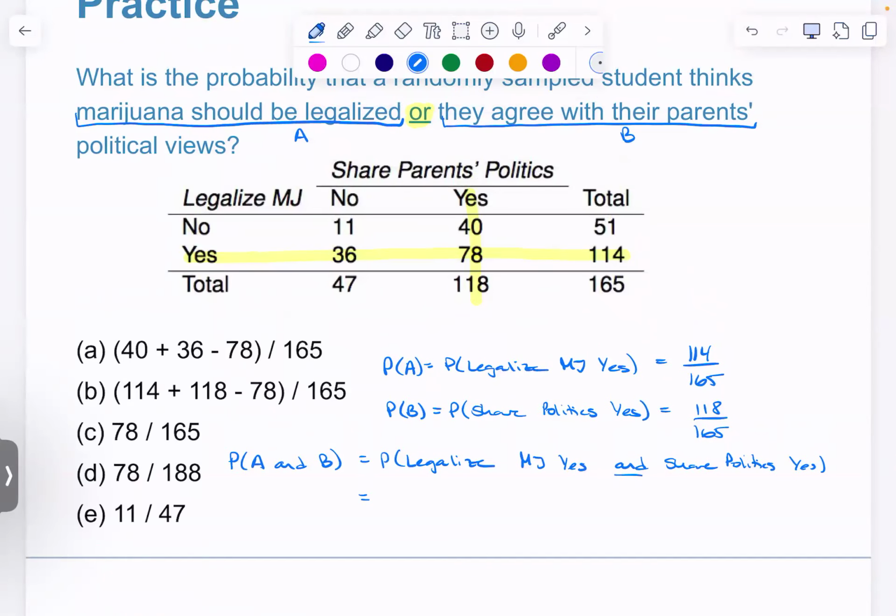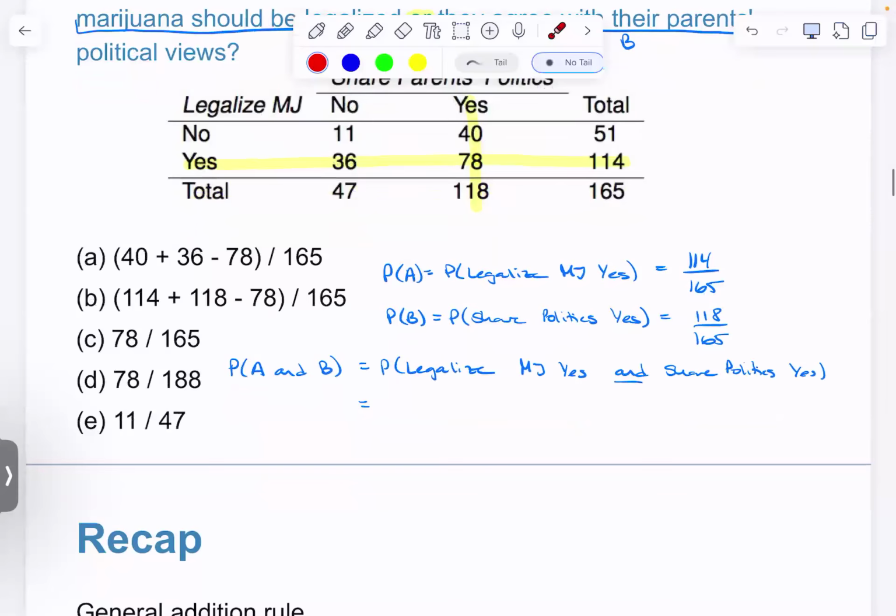From the table, though, this would be a standalone question. What's the probability of a student wanting to legalize marijuana and they share their parents' politics? You can find that from the table, and that's going to be the 78 out of 165. So we get 78 over 165.